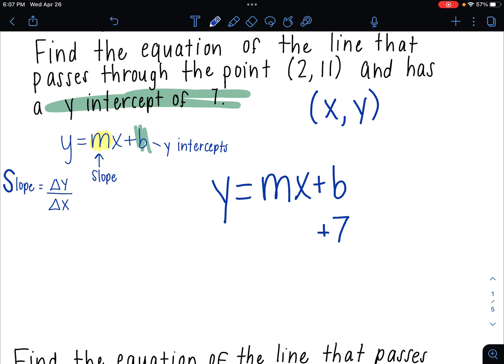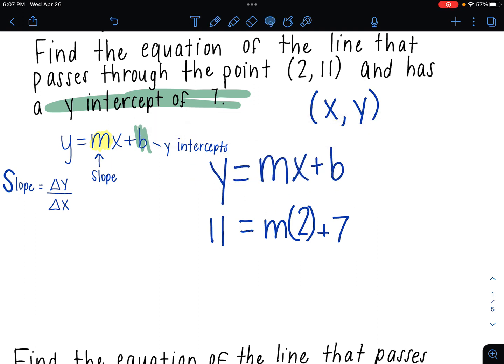So, I know that the x value is 2. And I know that the y value is 11 at that point. So, I have this equation, 11 equals m times 2 plus 7. So really the only thing I'm missing in this situation is the value of the slope. But now I can solve for this variable.